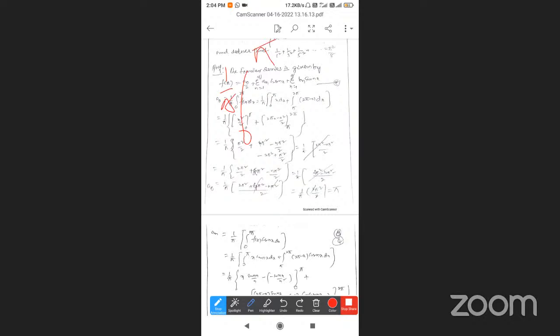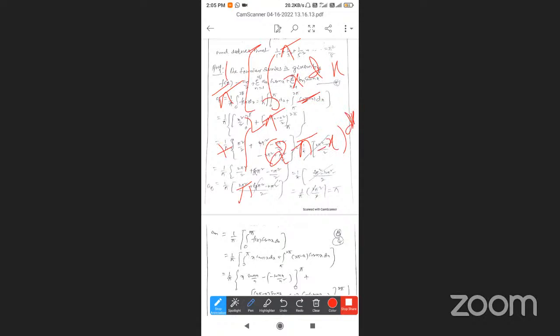In page number 76, so a naught is 1 by pi into the integral from 0 to pi of x dx plus the integral from pi to 2 pi of 2 pi minus x dx. What is the integration of x dx? x square by 2. So 1 by pi into x square by 2 from 0 to pi plus 2 pi x minus x square by 2, the limits being pi to 2 pi.